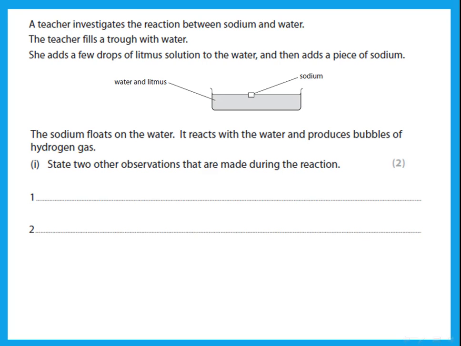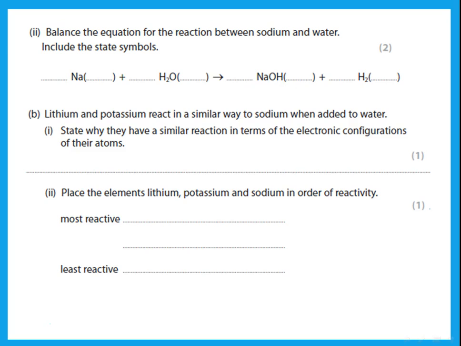Now he's asking you to state two other observations that are made. So what were the other two observations? He has already said floats. He has already said bubbles or fizzing, so you can't say fizzing. So you can say the sodium darts and melts. And the litmus solution, because he says that he has litmus solution in the water. The litmus solution turns blue.